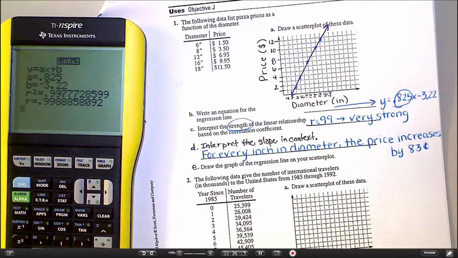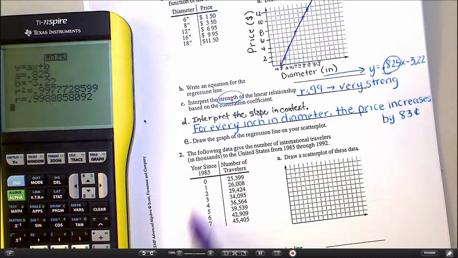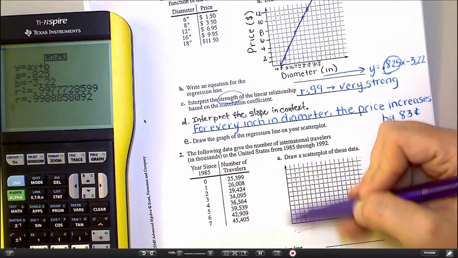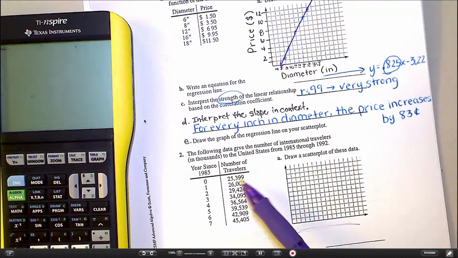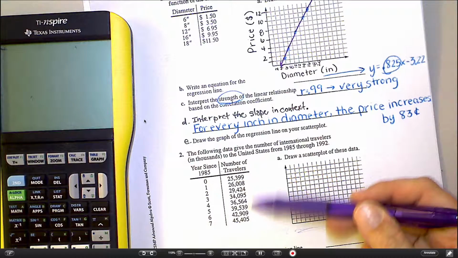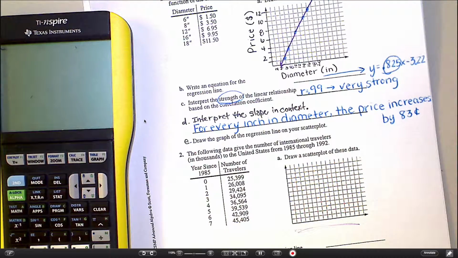Okay, if you haven't done it yet, you're going to have to figure out your years since 1985 are going to go down here on the bottom, your number of travelers up the side. But remember, you're not just listing these numbers. You've got to like count by a specific interval and figure out how you can fit these numbers on the graph. Okay, so if you didn't do that yet, go ahead and do that now.